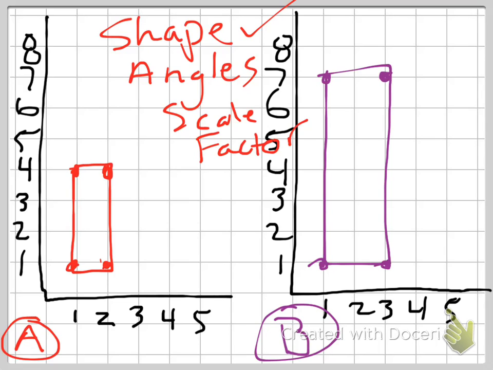The second is, do they have the same corresponding angles? And that means, does my angle in this corner match the angle in this corner? And does the angle in this corner match the angle in this corner? And I would repeat that for all of the different angles in the shape, and in this case I know that all the corresponding angles are going to be the same because these are rectangles and they have nothing but 90-degree angles.